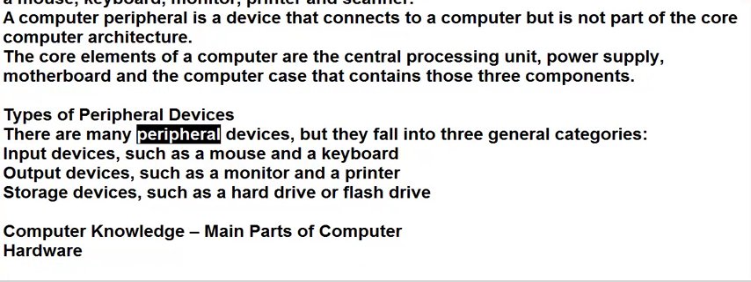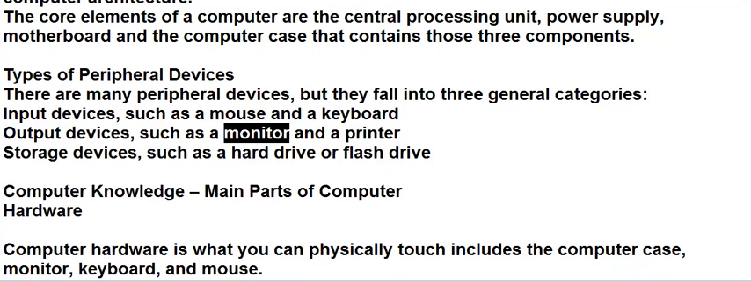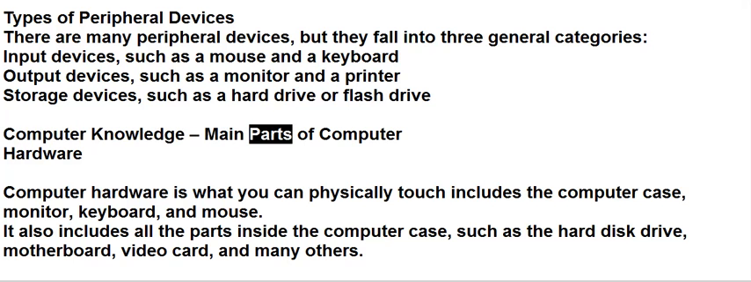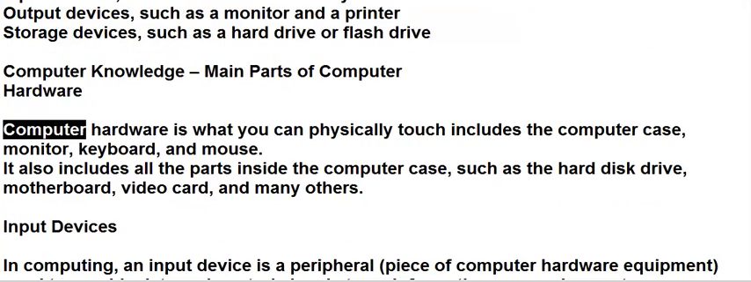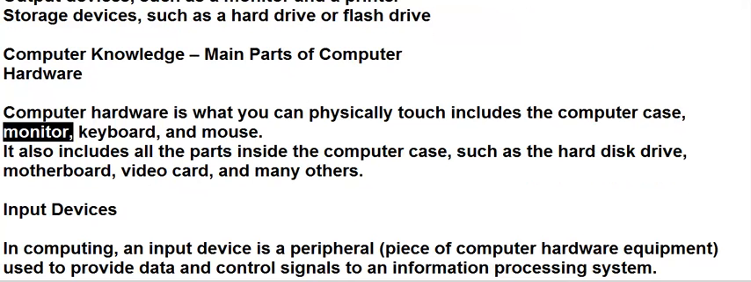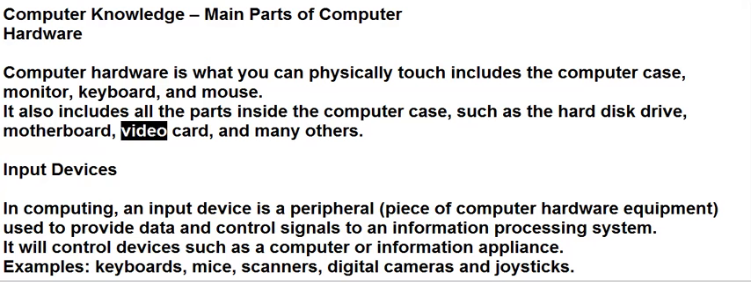Types of peripheral devices. There are many peripheral devices, but they fall into three general categories: input devices, such as a mouse and a keyboard; output devices, such as a monitor and a printer; storage devices, such as a hard drive or flash drive. Computer knowledge, main parts of computer hardware. Computer hardware is what you can physically touch, includes the computer case, monitor, keyboard, and mouse. It also includes all the parts inside the computer case, such as the hard disk drive, motherboard, video card, and many others.